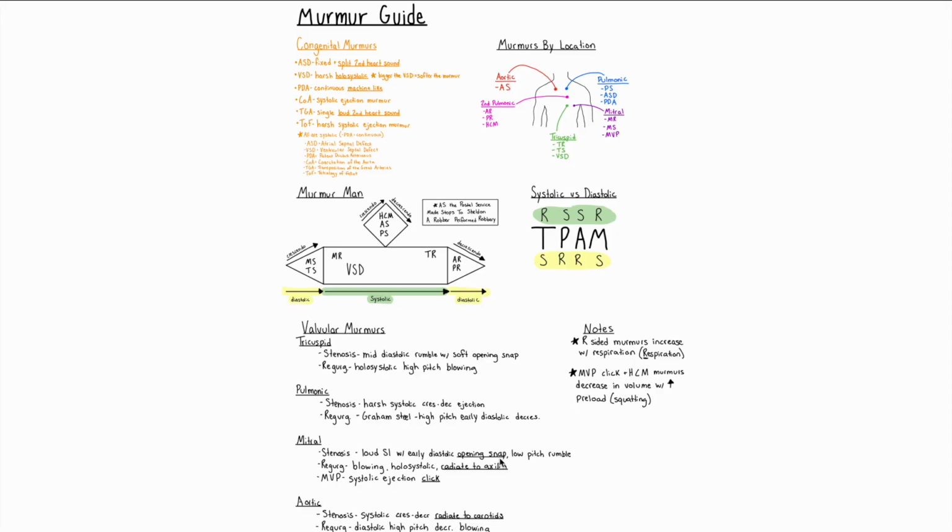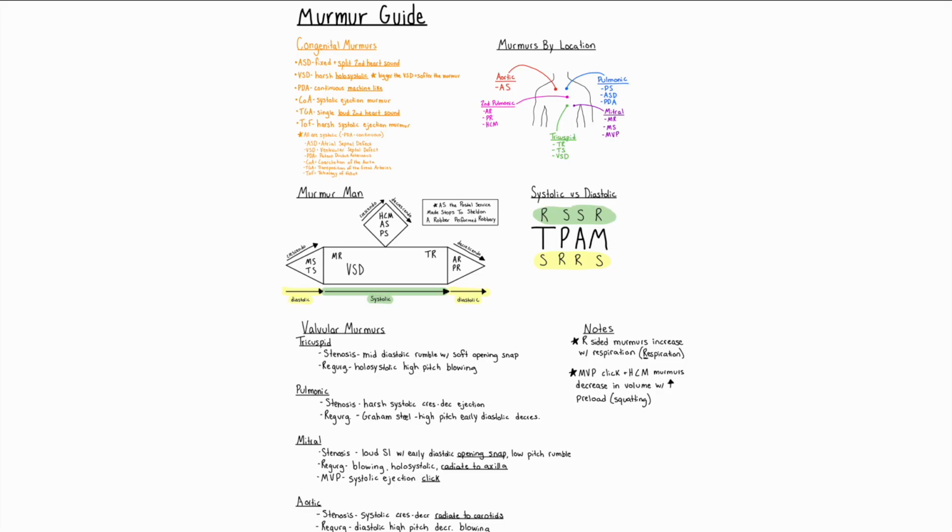You can remember that just by thinking mitral stenosis, snap, SS. I don't know, that's the best way I could remember it. That one's very diagnostic as well. And then MVP is a systolic ejection click. And I remembered that by thinking the MVP, or the most valuable player, was part of a click.